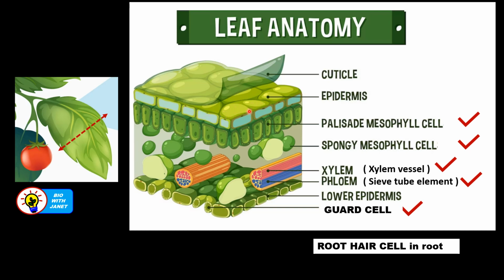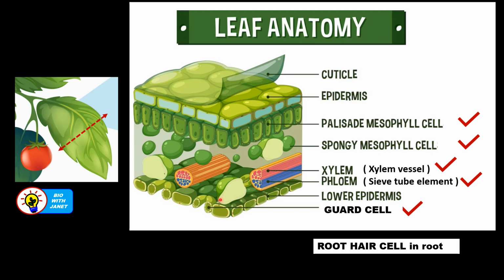And this upper epidermis has a layer of cuticle, waxy cuticle on it, right? Then lower down, we have the Palisade mesophyll cells that carry out photosynthesis, and they are packed tightly together. Then we have the Spongy mesophyll cells, which can also carry out photosynthesis, but they are loosely arranged. And then we have the xylem tissues that contain xylem vessels to transport water. We have the phloem tissues that contain the sieve tube element to transport organic food substances. And lower down, we have the lower epidermis, which contains guard cells.